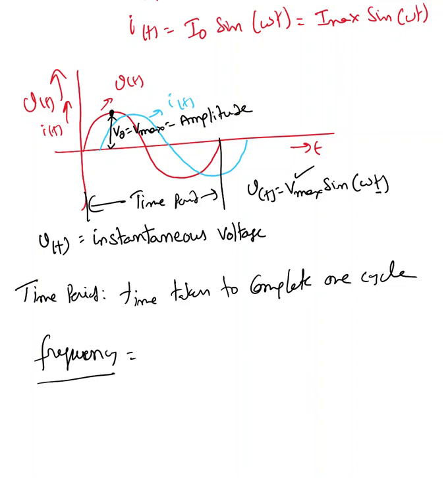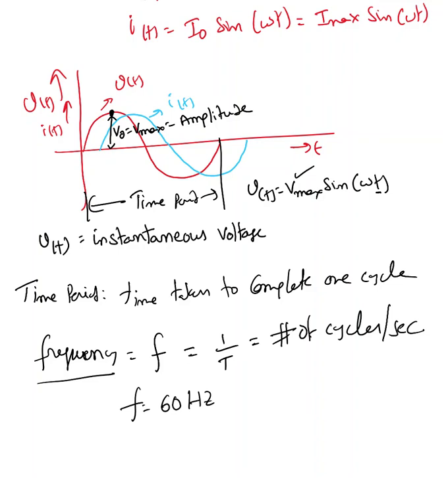Next one is frequency. Frequency, we indicate with a small f, is nothing but 1 over the time period, which is the number of cycles per second. Here in the United States, this frequency is 60 Hz, 60 cycles per second. This is in USA, Mexico, Canada.